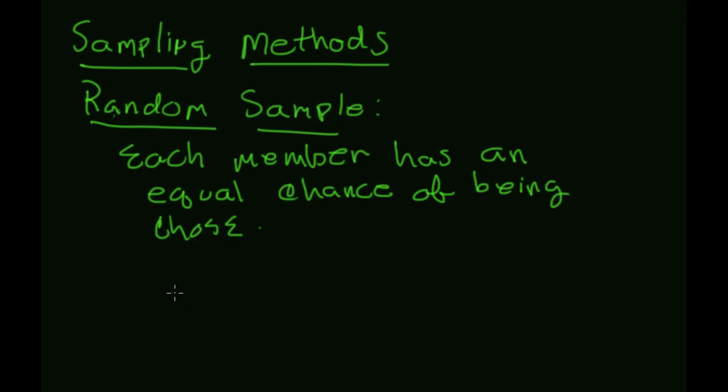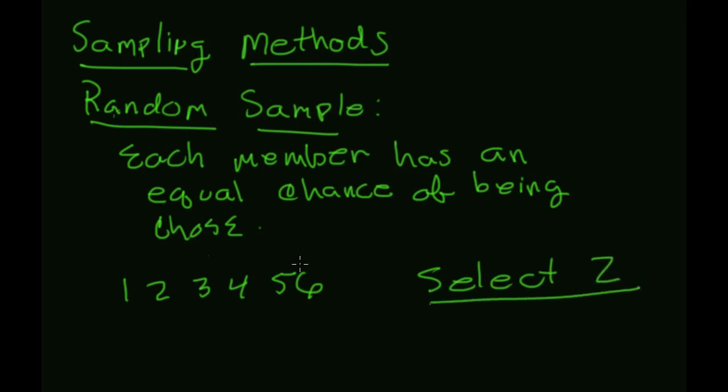So what we could do here, to illustrate a point, is we could say there are 1, 2, 3, 4, 5, 6 members of a population, and I want to select 2. Okay, so what I could do is put all 6 names in a hat and pull out 2. Right? That would get me a random sample. So if I put all 6 names in a hat and pull out 2, then each member has an equal chance of being chosen. All of them have 2 out of 6 chances of being chosen, which is 1/3.